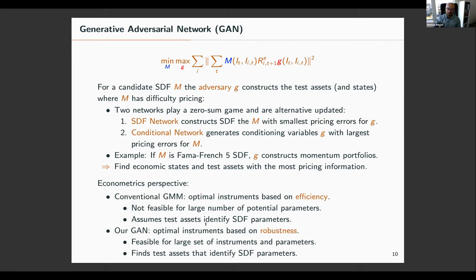There's another issue that's related to identification, and I'm happy to talk more about why arguments like in Nagel and Singleton are not going to work here. But what we do is we use a robustness argument. We want to control the worst possible pricing error in this economy. And I argue that this is the right argument if we care about identification of SDF parameters.